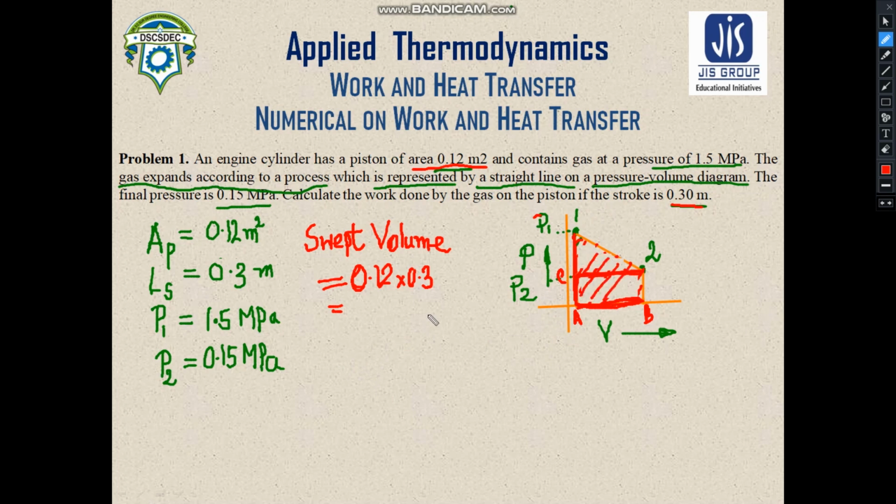So just write W, which is for the work transfer. It is the area of 1 to C. This is for the triangle and this is for the rectangle. So we can write A, B to C.